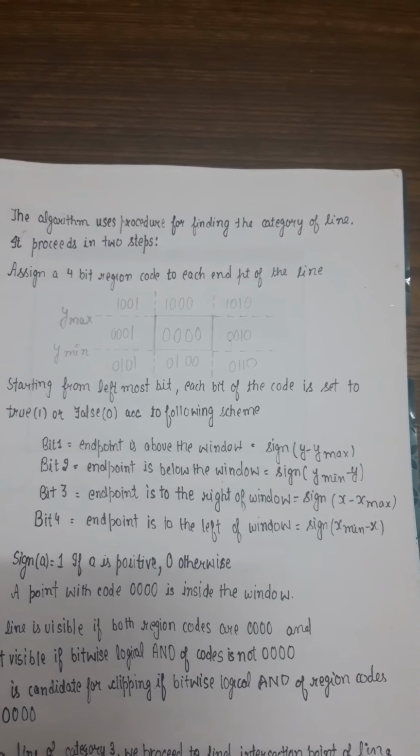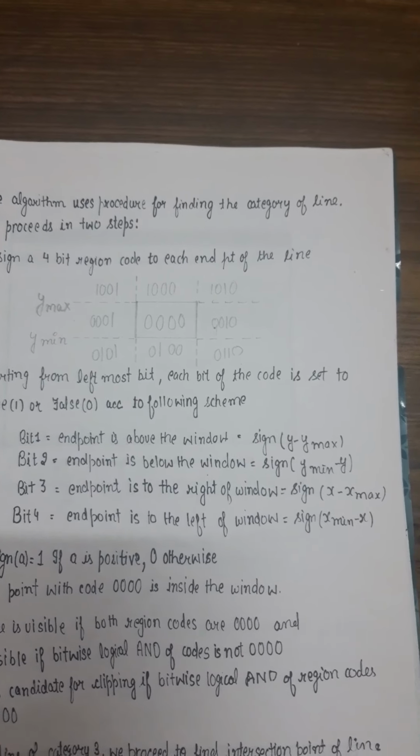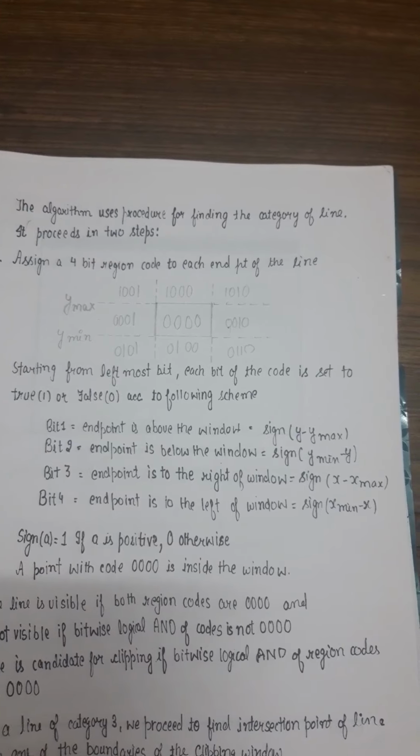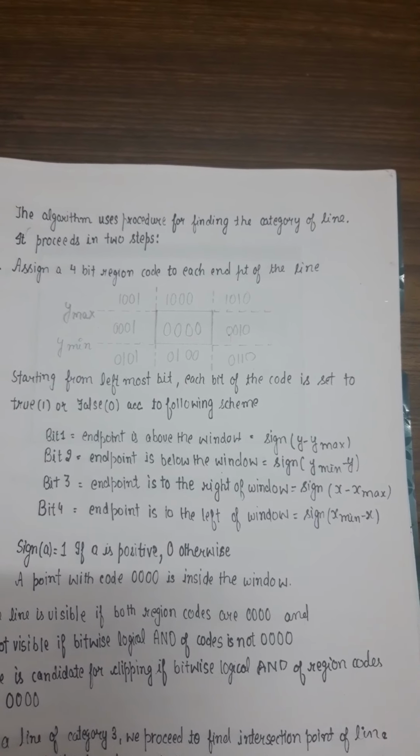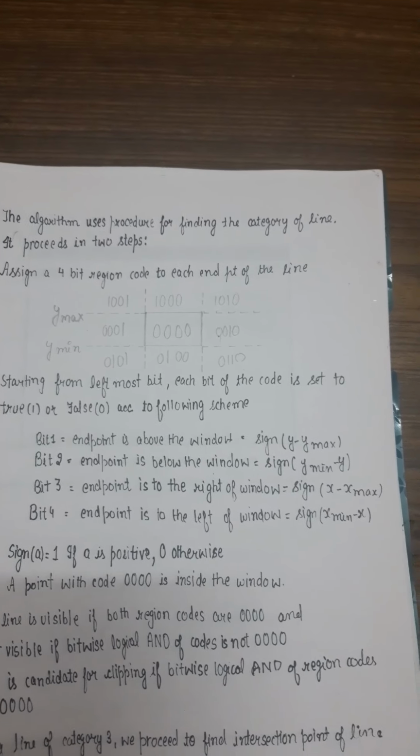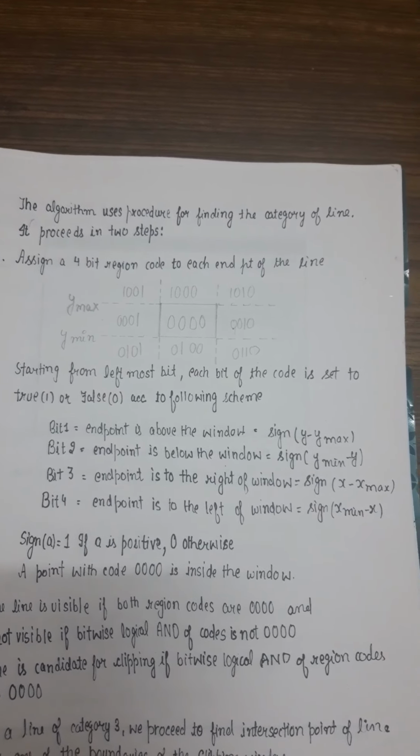It means the x value is greater than the x max value. So we calculate sign of x minus x max. Bit 4: the endpoint is to the left of the window, which means the x min value will be more and the x value will be less. So we calculate it as sign of x min minus x.